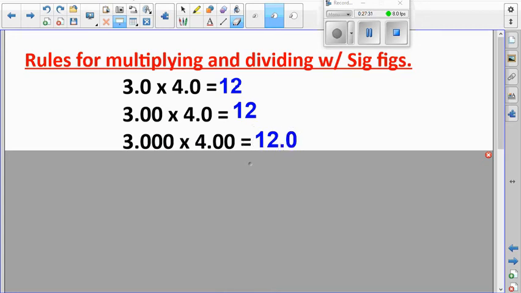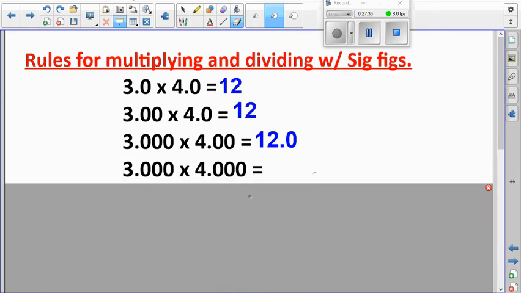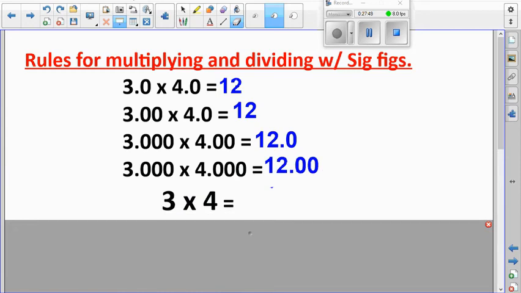12.0. 3.000 times 4.000? 12.0. But what about 3 times 4? 10. It's 10.